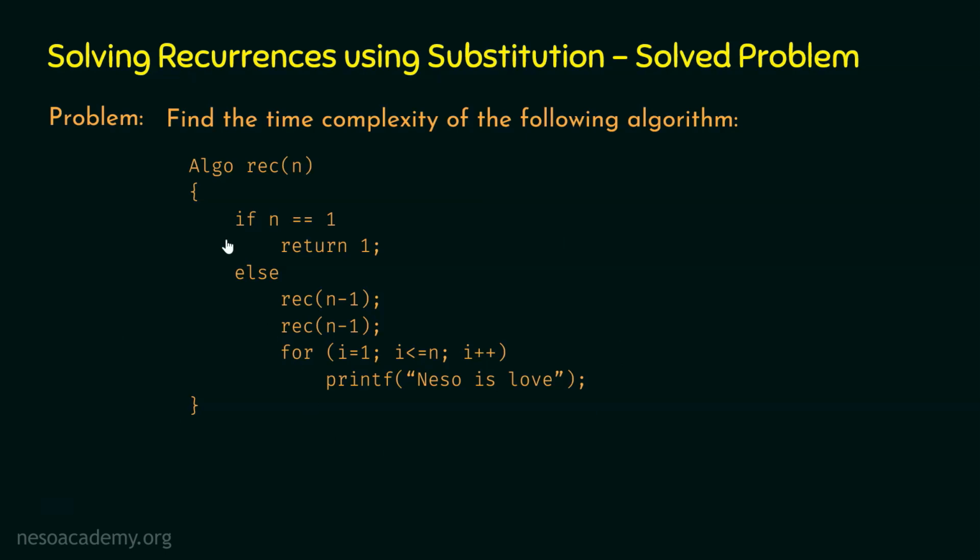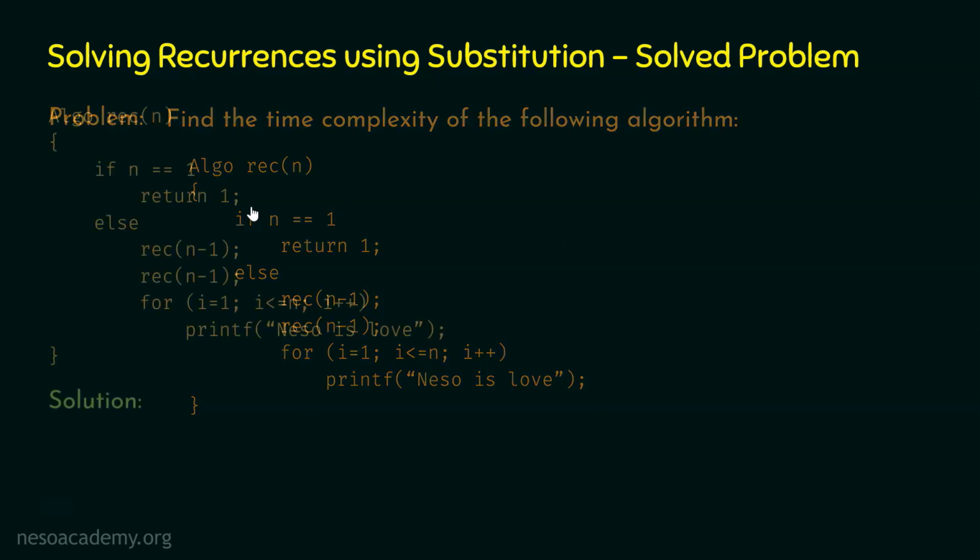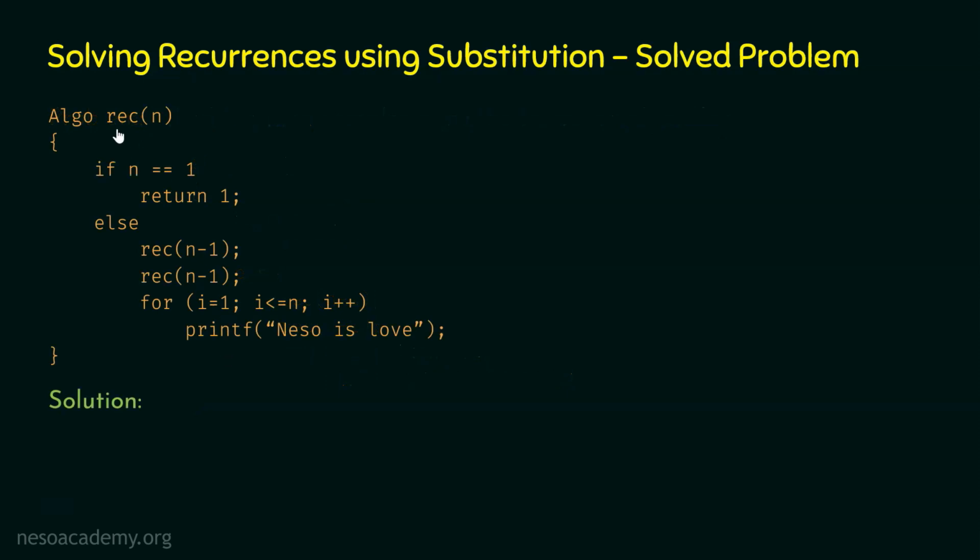Let's remove this problem statement and focus on this algorithm. Here we have rec of n, and the base case is if n is equal to 1, then return 1 from this algorithm. Otherwise, this is the recursive case. Rec of n minus 1 needs to be called, then again rec of n minus 1 needs to be called. Then the for loop needs to be executed from i equal to 1 to n, and the increment is done by 1 every time. Every time this for loop runs, this printf function will be executed, and therefore the message will be displayed on the screen.